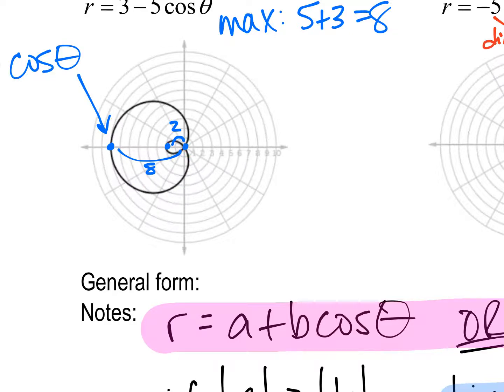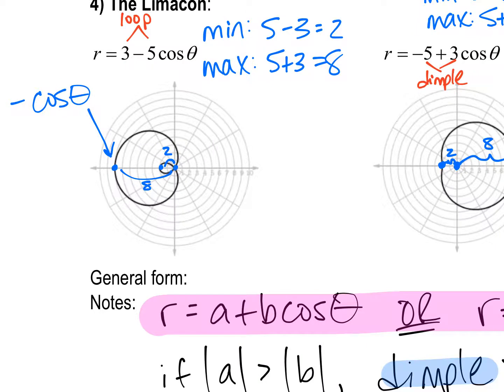And the reason why this one is a loop and not a dimple is because the number 3 is smaller than the number 5. That's what makes it a loop.